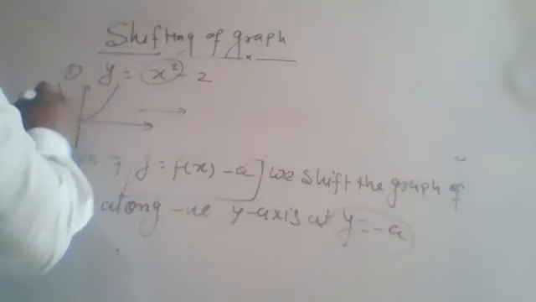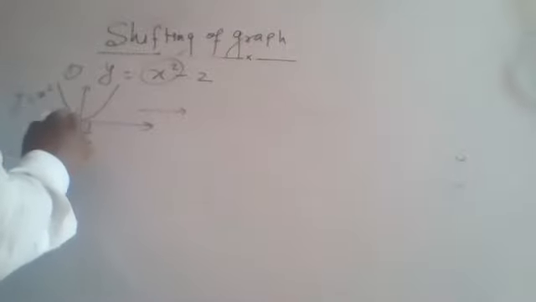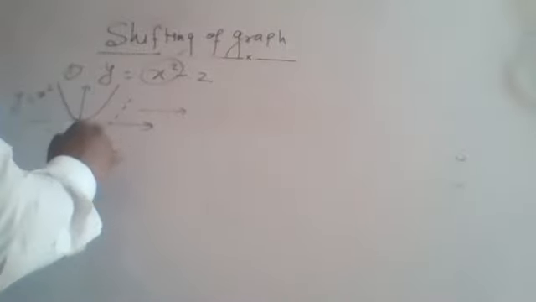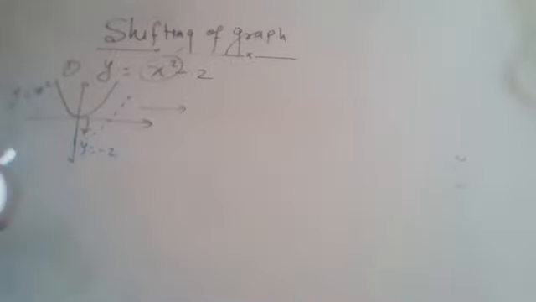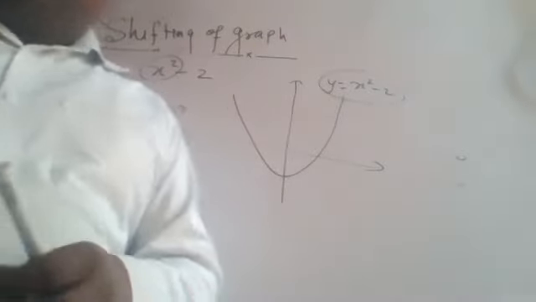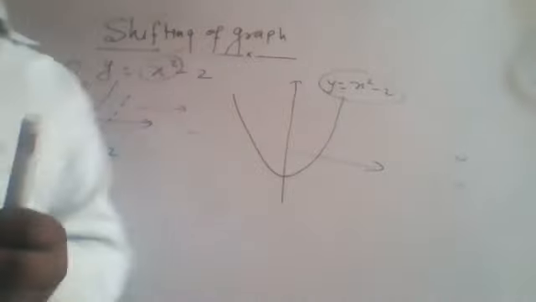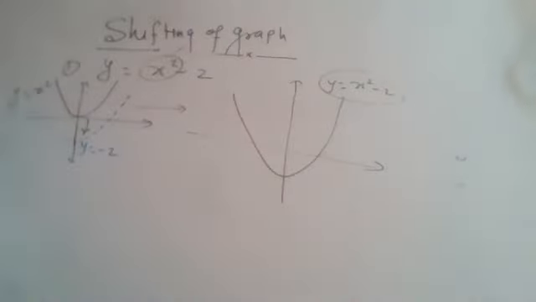What we have to do is shift this graph along negative y-axis at y equals minus 2. When we shift the graph along negative y-axis at y equals minus 2, we get the graph like this, and we can draw it as this one. So this one is the required graph, y equals x square minus 2. By this way, we can draw the graph of any given mathematical expression by shifting the graph along either positive x-axis or negative x-axis, positive y-axis or negative y-axis as required.